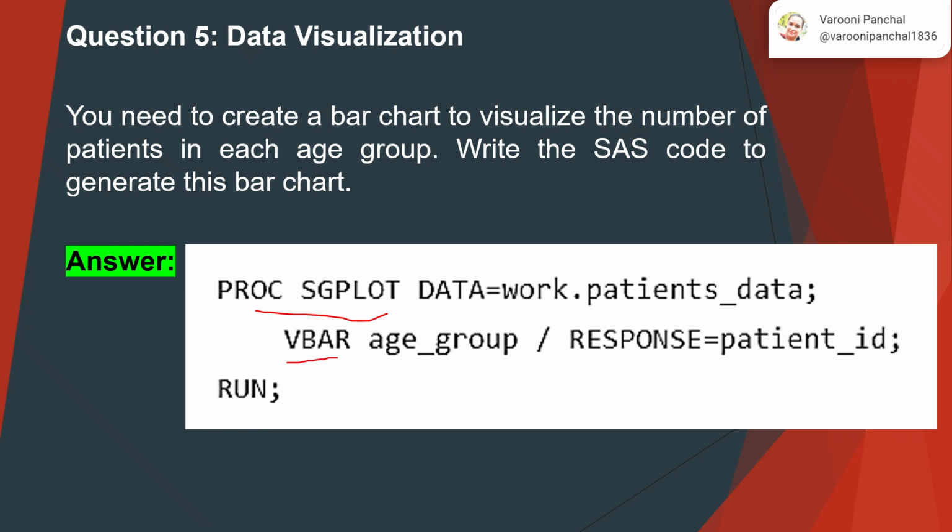Since we want the number of patients in each group, we'll mention age_group as the analysis variable, and the response is patient_ID. We want the number of patients, that is, how many responses there are per patient ID in that specific group. That is the reason we mention RESPONSE equal to patient_ID. So this is the answer.